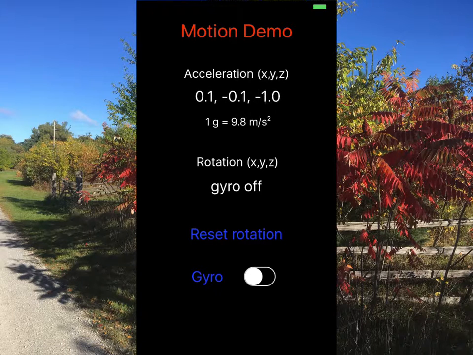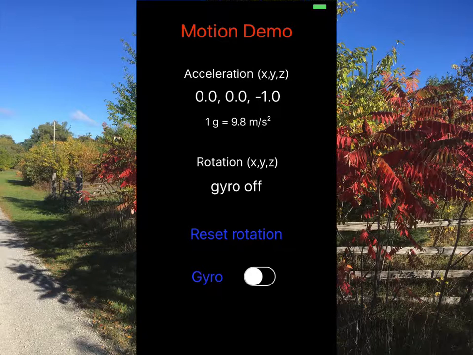I'm going to lay the iPhone down on my desk, and what you should think about is the x-axis being left and right across the screen, and the y-axis being vertical. The z-axis is perpendicular to the screen. Now you see these numbers change, and I'll have to describe to you as I do things what the motion of the device is. Obviously you're not seeing that, you're only seeing the screen.